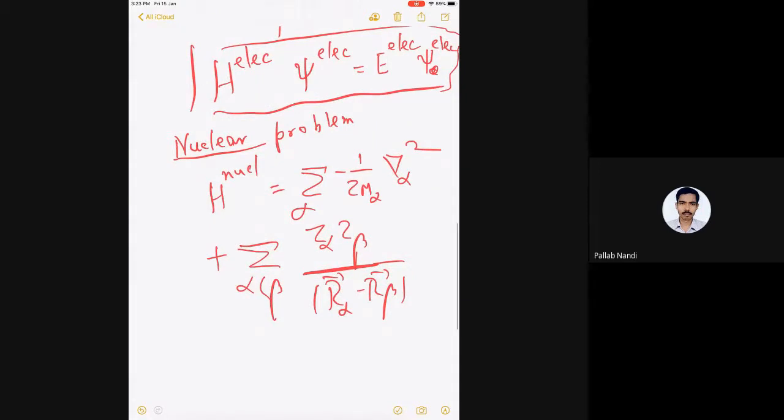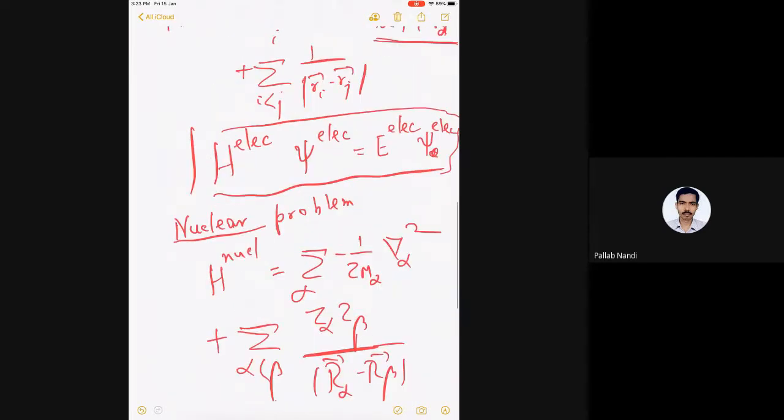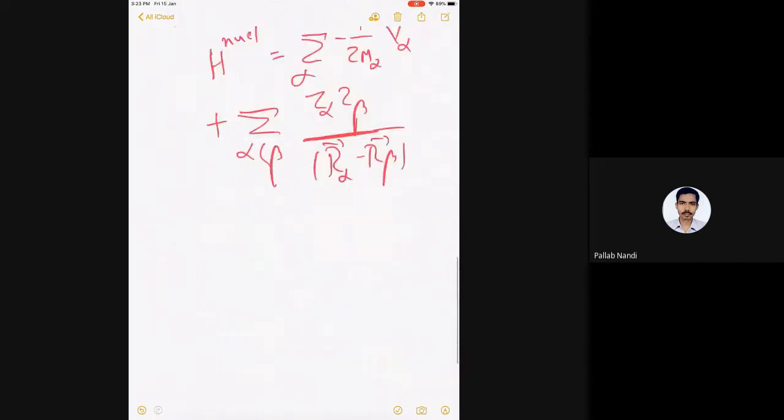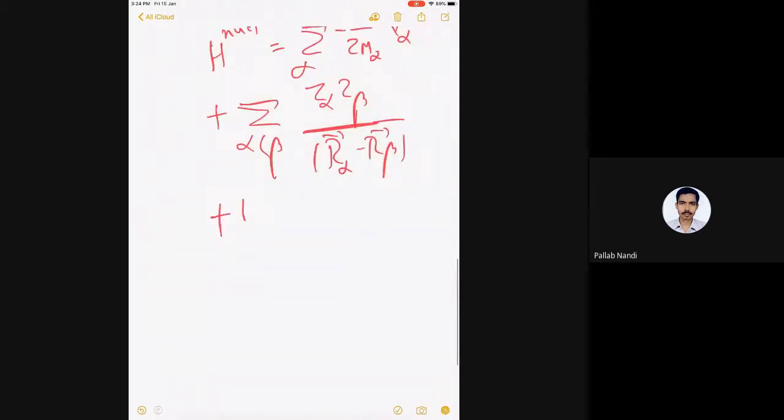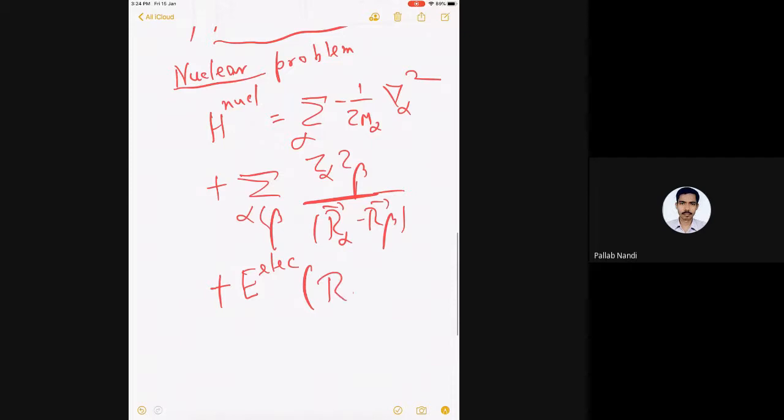So what will come here is actually a potential which will be due to the electrons, due to the electronic wave function of the entire electronic problem. When the electrons are moving, it is of course not just this. So the entire problem will come. This will actually be E electronic. The entire E electronic will appear here as a function of R alpha. And this is something that is important to understand.